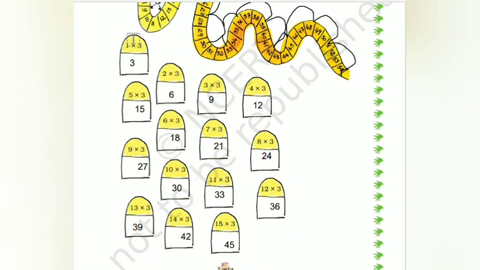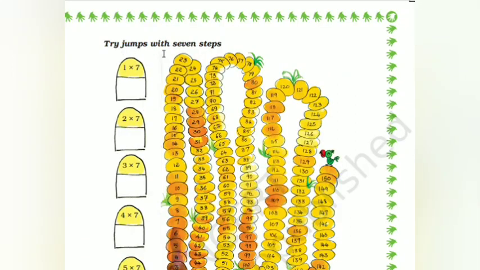So we can write 1 into 3 is 3, 2 into 3 is 6, 3 into 3 is 9, 4 into 3 is 12, 5 into 3 is 15, 6 into 3 is 18, 7 into 3 is 21, 8 into 3 is 24, 9 into 3 is 27, 10 into 3 is 30, 11 into 3 is 33, 12 into 3 is 36, 13 into 3 is 39, 14 into 3 is 42. Okay. Try jump with 7 steps.